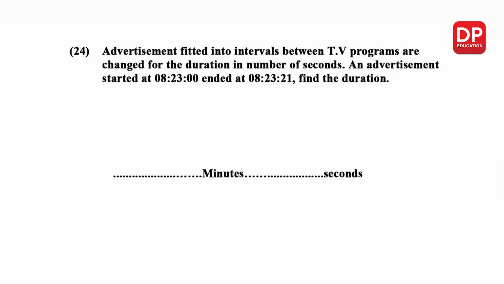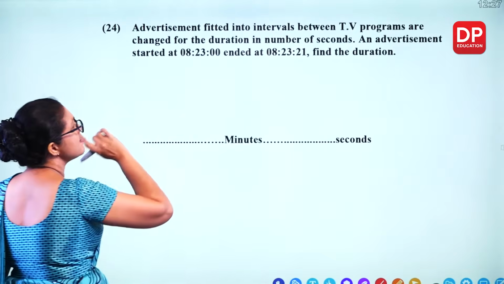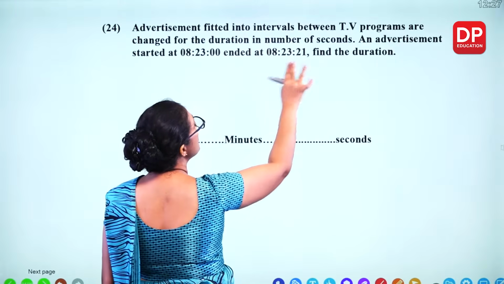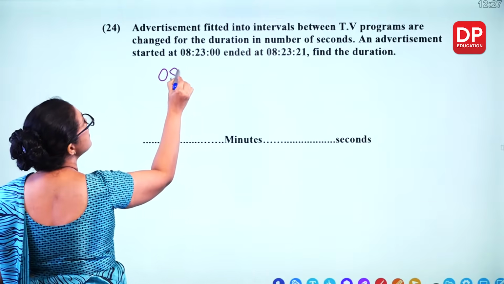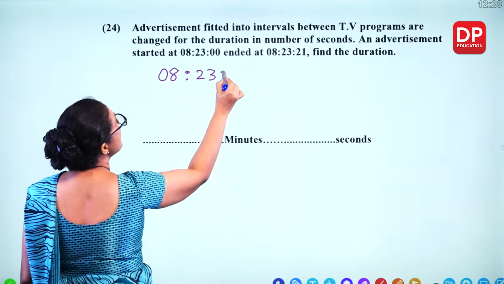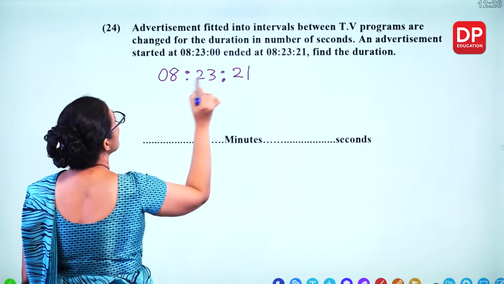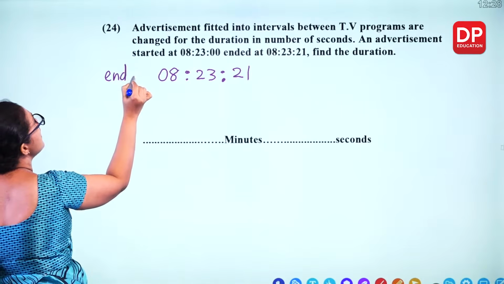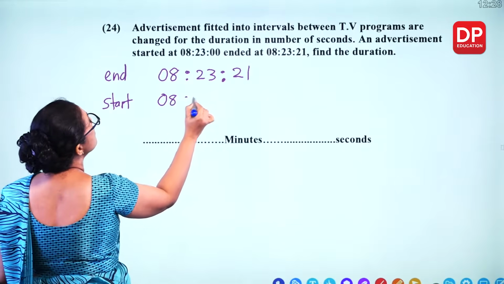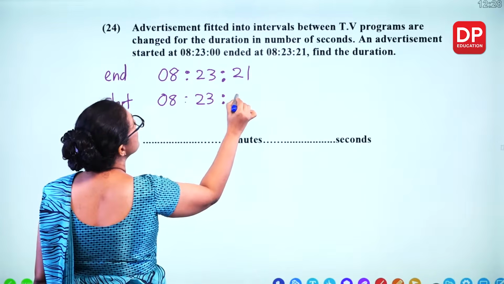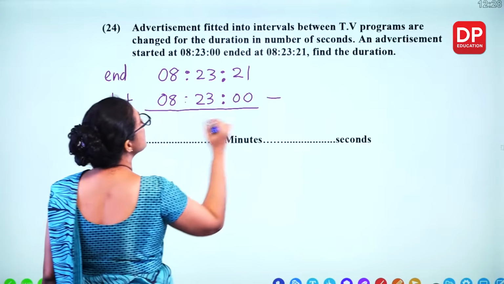Advertisements fitted into intervals between TV programs are charged for the duration in number of seconds. An advertisement started at 8 hours, 23 minutes, 0 seconds and ended at 8 hours, 23 minutes, 21 seconds. Find the duration. So what's the time? Ended 8, 23 and 21. This is the end time. Start time 8, 23 and 0 seconds. So you need to find the difference.